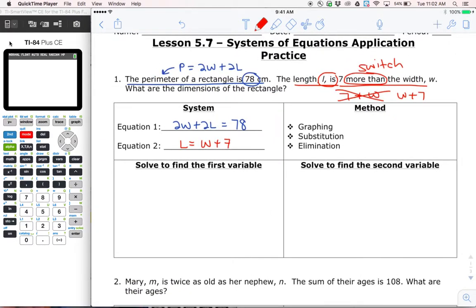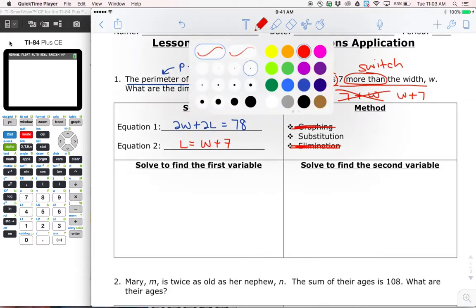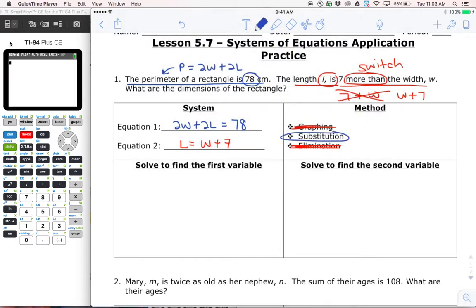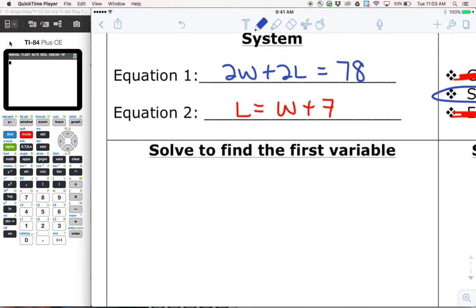Now, my equations are not all lined up, so I'm not going to do elimination. And I don't have y equals or L equals, so they're not set up to graph either. So my method of solving this time is going to be substitution, which means I'm going to take one equation and substitute it into the other. Let's get started with the first equation. I'm going to write down 2W plus 2L equals 78.